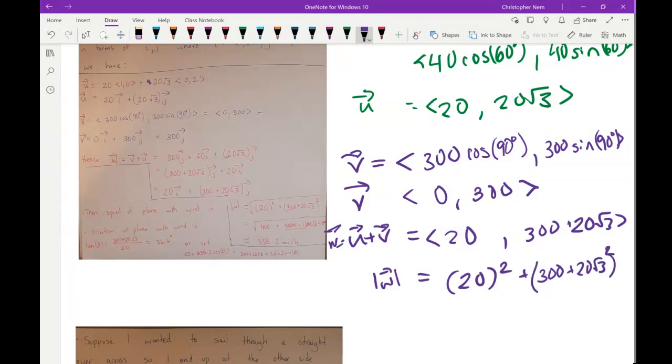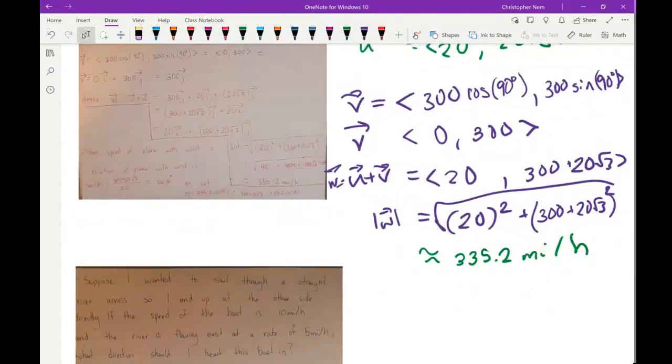And it might be easier if you use decimals here. It's perfectly fine. You get the magnitude is roughly around 335.2 miles an hour. So we have the magnitude. Great. That is the true speed of the plane. To get the true direction of the plane, you can do a few things.